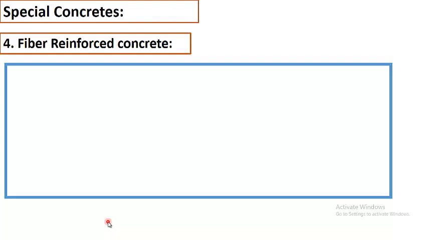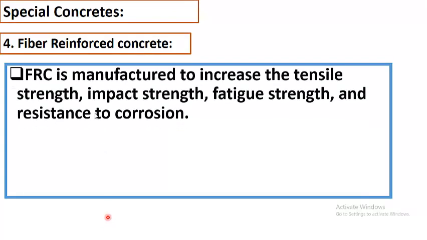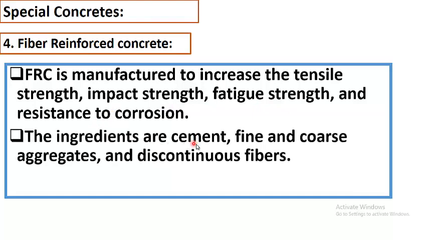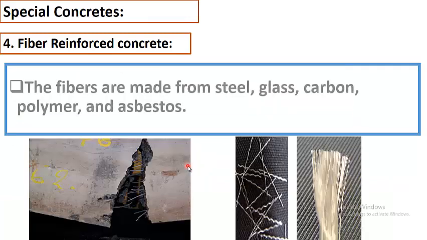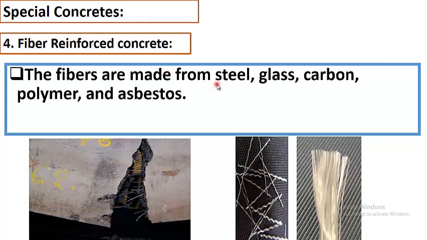Fourth one is fiber reinforced concrete. FRC is manufactured to increase the tensile strength, impact strength, fatigue strength, and resistance to corrosion. The ingredients are cement, fine and coarse aggregate, and discontinuous fibers, that is, small pieces of fibers will be used. The fibers are made from steel, glass, carbon, polymer, and asbestos.